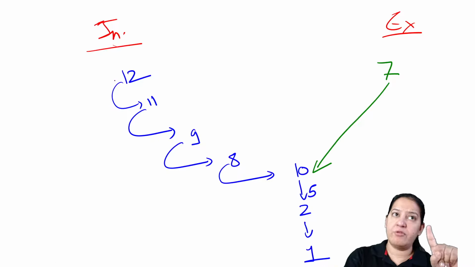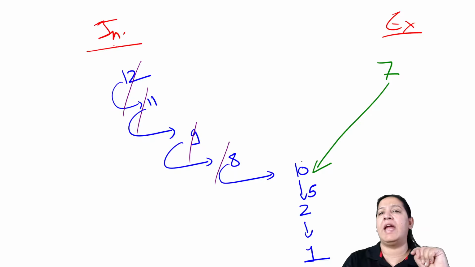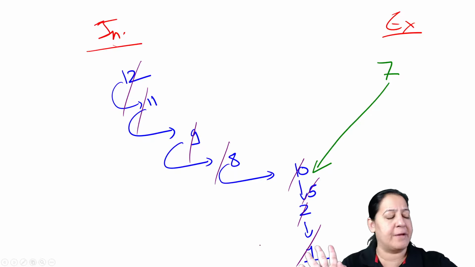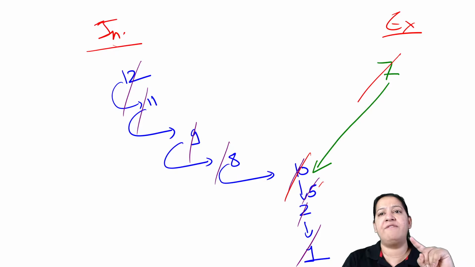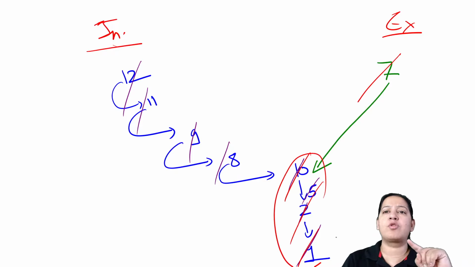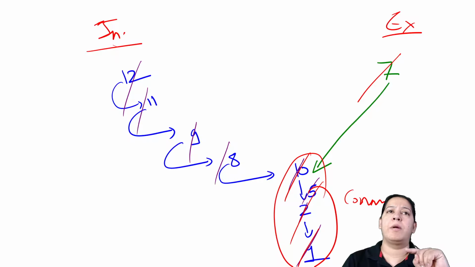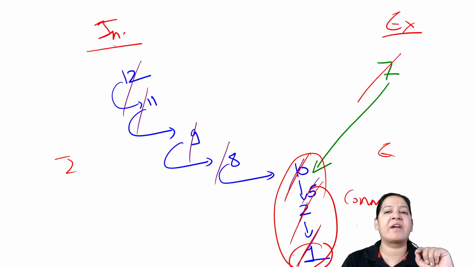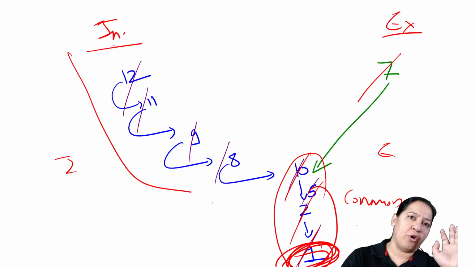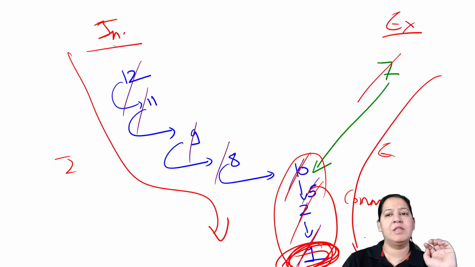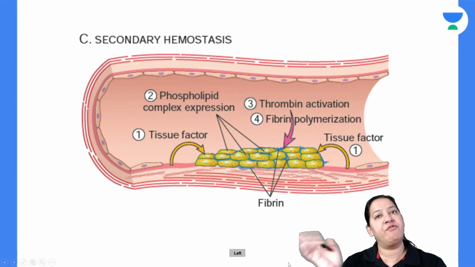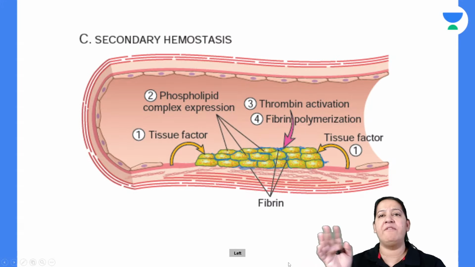So intrinsic is 12, 11, 9, 8, 10, 5, 2, 1. Extrinsic is 7, 10, 5, 2, 1. The latter part is common for both, so it is known as the common pathway: intrinsic pathway, extrinsic pathway, common pathway. Whether you follow one or the other, ultimately factor 1 is activated. Activation of 1 means conversion of fibrinogen to fibrin, and that fibrin will cause the stabilization.